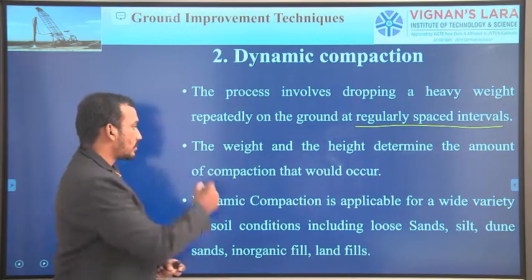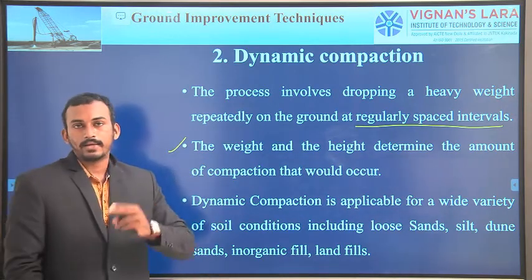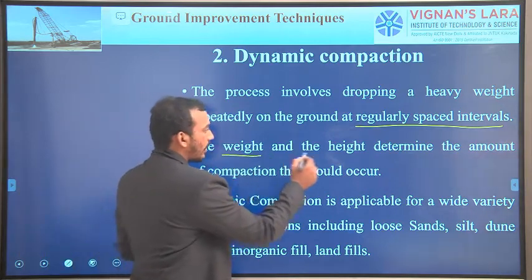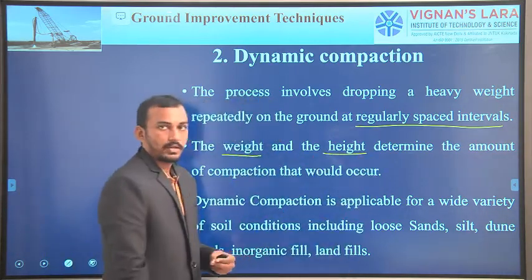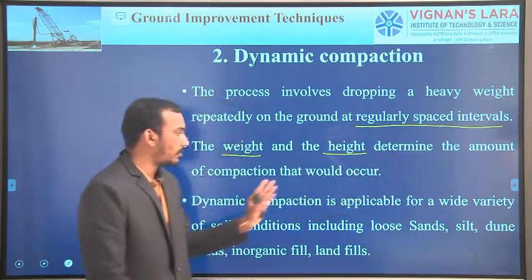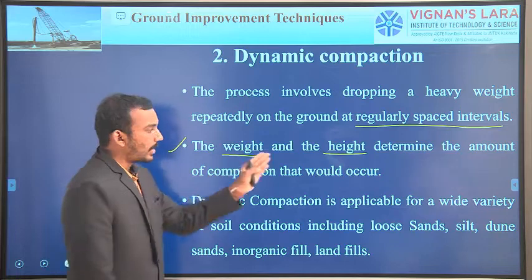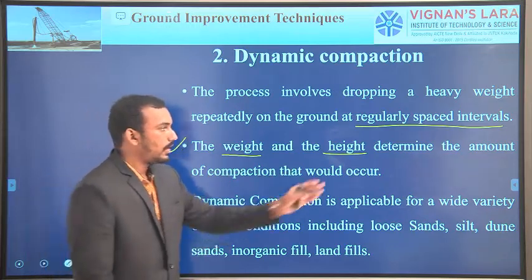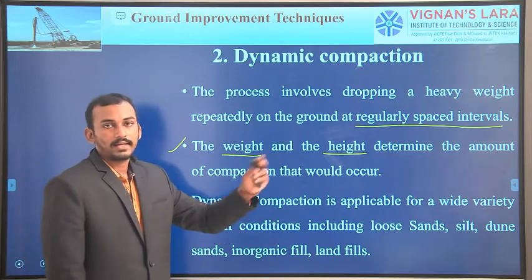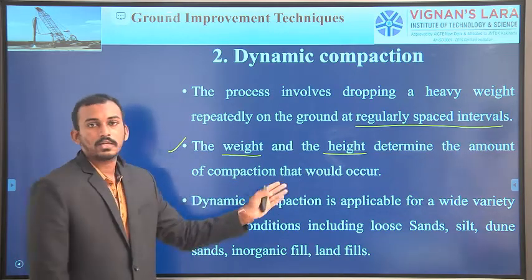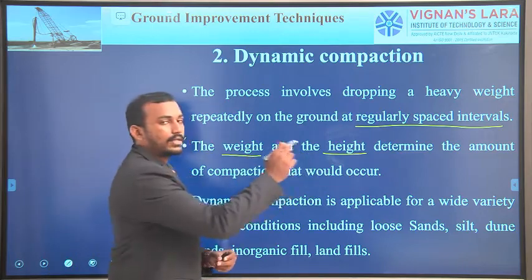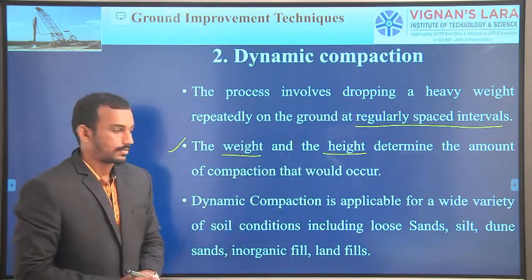The second one: the two main factors that decide the amount of compaction are the weight of the tamper and the height of the drop. These two factors are the important ones to determine the amount of compaction. If the weight and height are more, then the amount of compaction will be more. If the weight and height are less, then the amount of compaction that could occur is less.